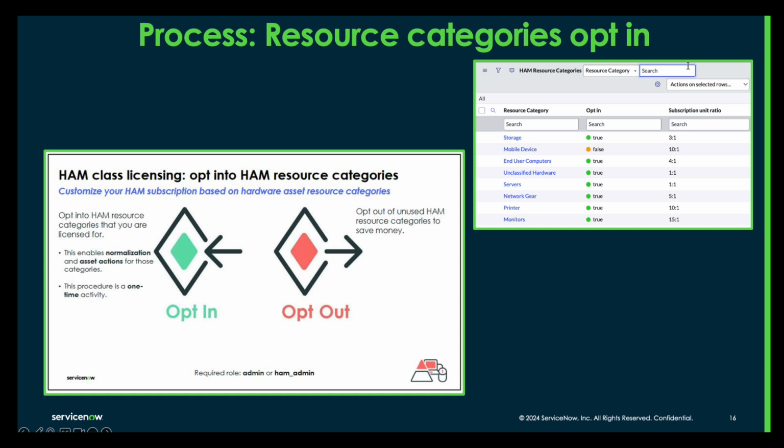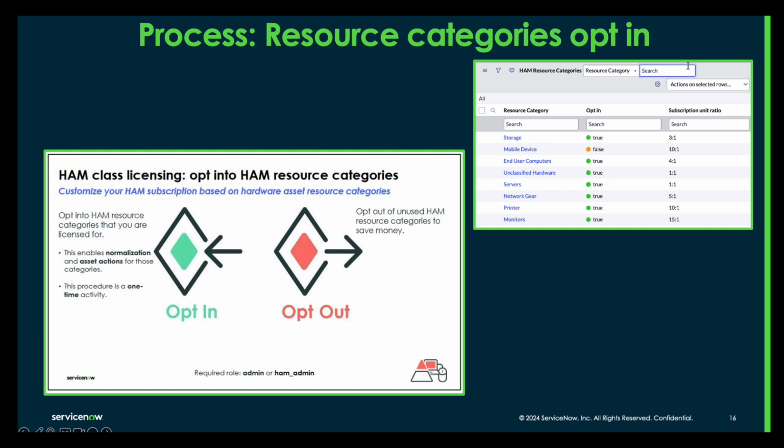So here's a little screenshot of the HAM resource categories, and this is the new extended resource categories that just came out recently as well. As you can see, each of these resource categories you can either opt in or opt out, and it also gives you the subscription unit ratio. So if we're taking a look here, we see that end user computers are 4:1. So 4 end user computers add up to 1 subscription unit. And those subscription units are what you purchase when you're actually buying the HAM product.